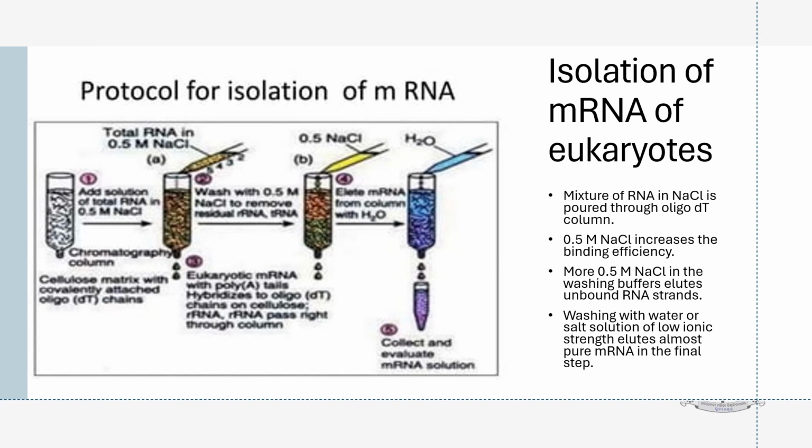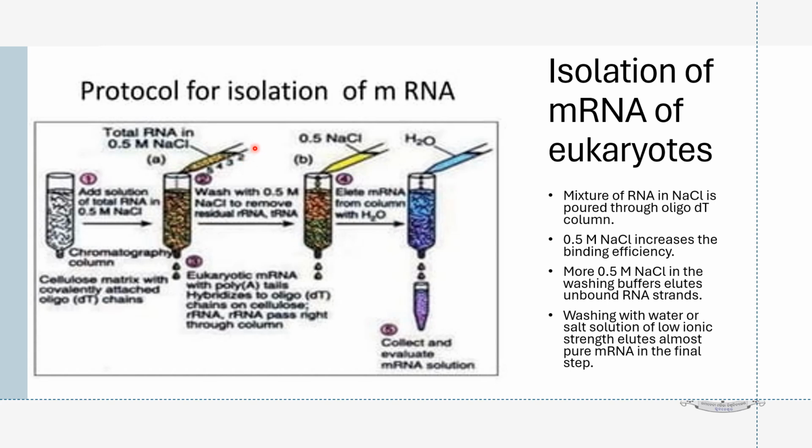Here is the protocol for the isolation of mRNA of the eukaryotes. The eukaryotic mRNA has a poly A tail at its 3' end, and this property is used for the separation and purification of the mRNA of the eukaryotes, and it is done by affinity column chromatography. The column is made up of cellulose that is covalently attached with oligodeoxythymidine chains. Oligo-dT has affinity for the poly A, so they form complementary base pairing.